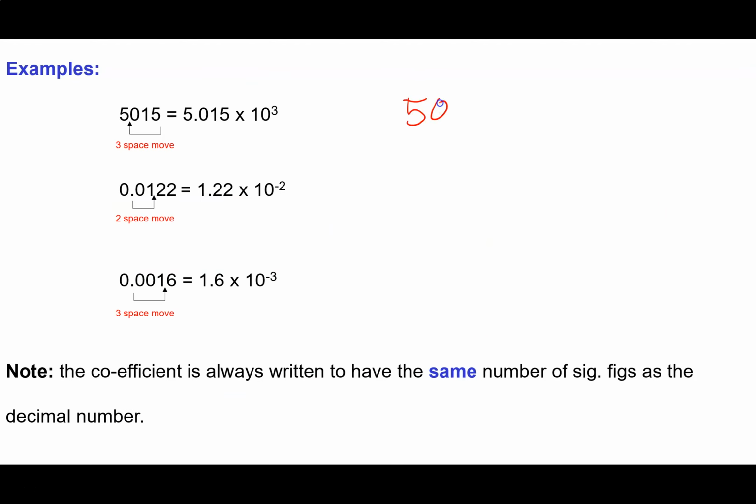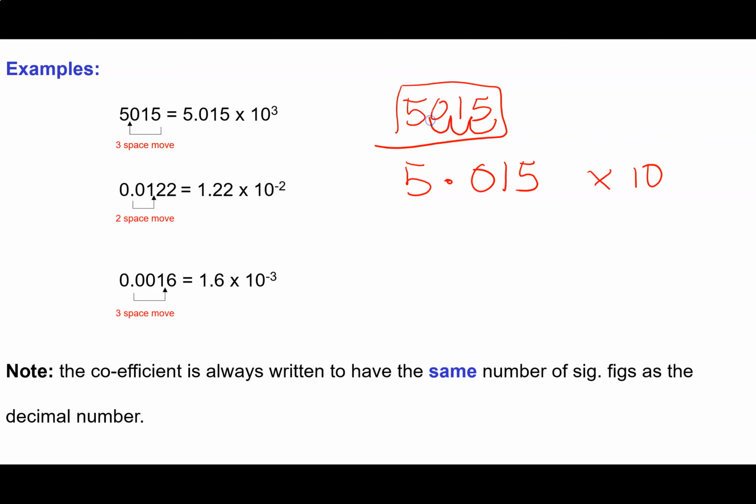So we got 5015. My first step is to move my decimal point so that I only have one non-zero to the left of the decimal. So I'm going to write my coefficient like this. Okay, now I have to decide the size of my power of 10. Well, this number is a big number, so I know that I'm going to have a positive exponent. And then I have to think, how many spaces did I move my decimal point? 1, 2, 3. So it's going to be positive 3. So it's not too bad.